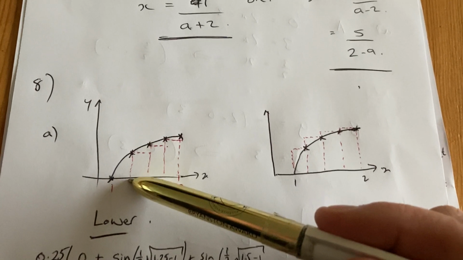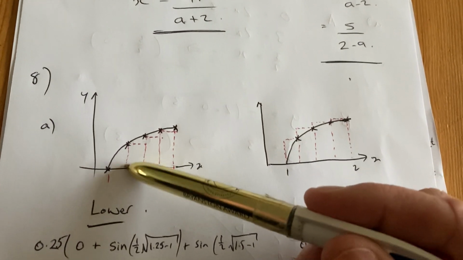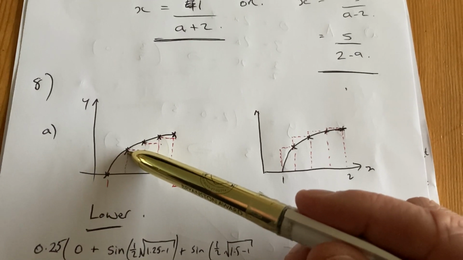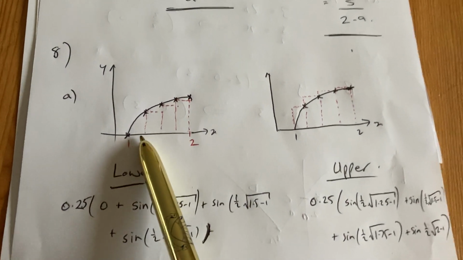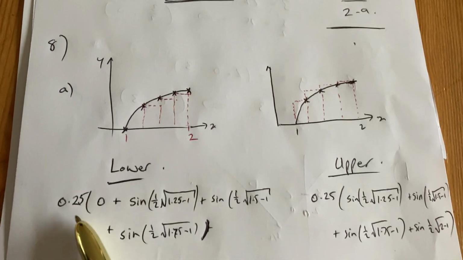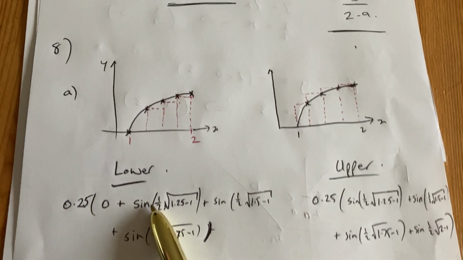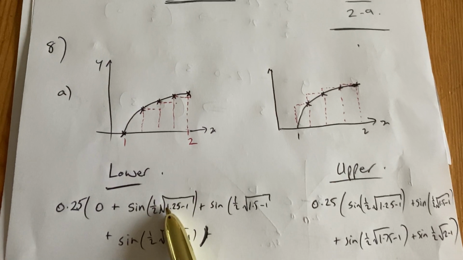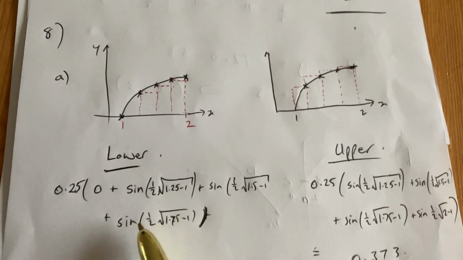So this area, look here, it's got a width of 0.25 and it's got a height of whatever the y value of this coordinate is. So sub in 1.25 into the equation. The first one here hasn't got any height, so it's 0.25 times 0. The next rectangle would be 0.25 for the width times the y height, which is sine a half square root of 1.25. And then you need to do the other points as well, 1.5 and 1.75.